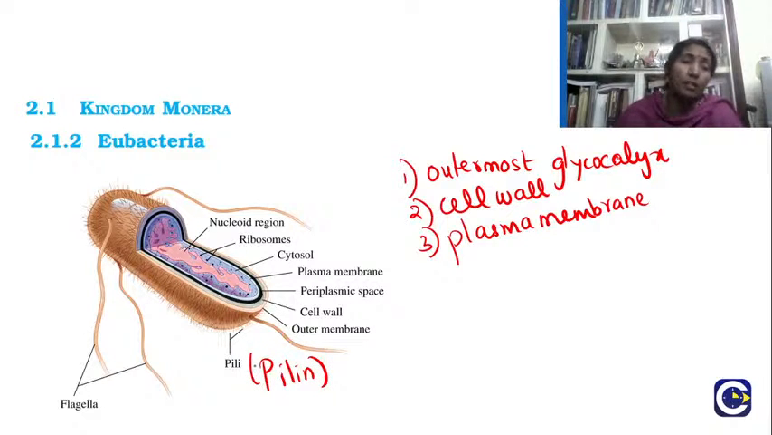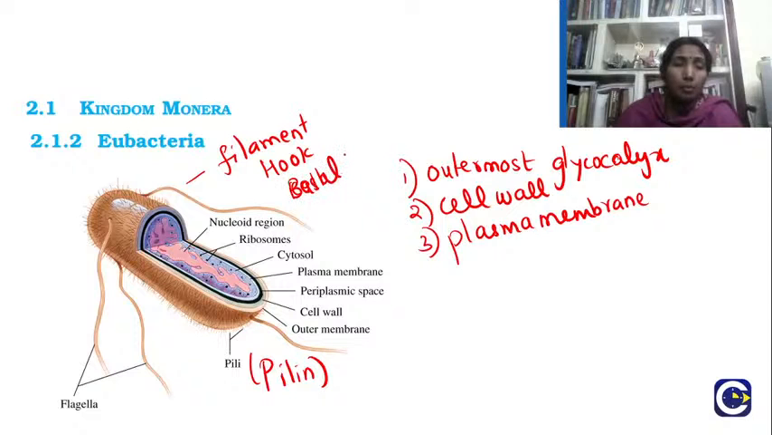Fimbriae and pili are almost the same. They are mainly used to cling on to surfaces. They don't do much with motility; flagella are mainly for motility. The flagellum has 3 parts. I hope you all know, because I taught you in the cell chapter: a very long filament, a hook, and the basal body. These are the parts of the flagella. Remember that, it is meant mainly for motility.